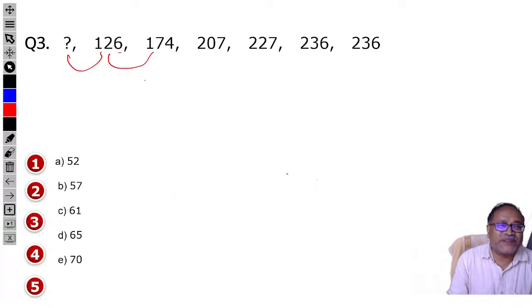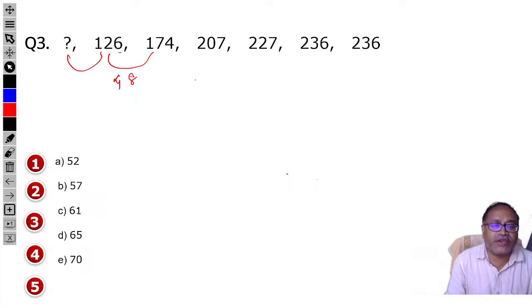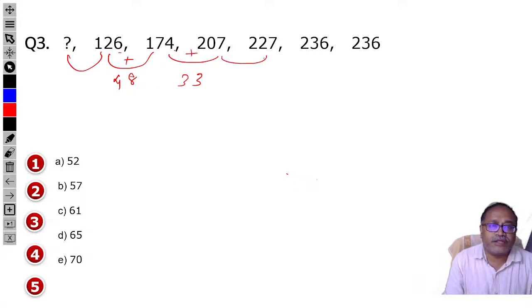Okay, that is 6 plus 8 is 14, carry 1, and 2 and 1, 3, and 3 plus 4. It is 48. Minus 40? Is it minus? Plus. It's plus. Again here it is plus. 4 plus 3 is 7, and that is 3. So here it is plus. Here 48, 33. It's okay.